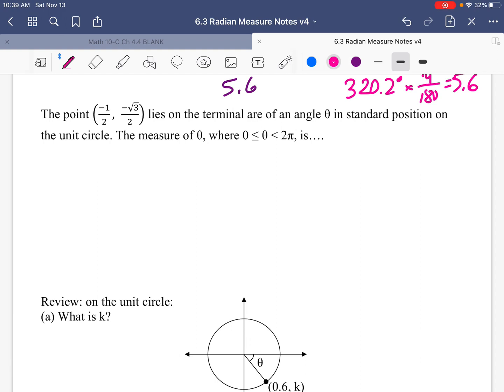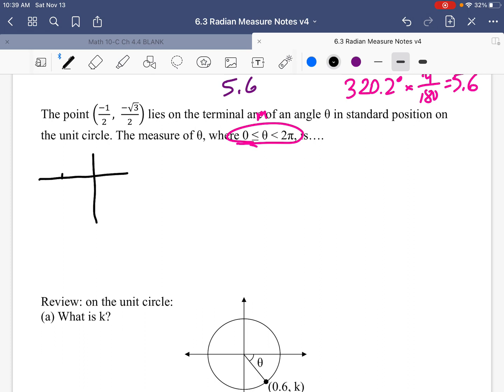Now, slightly sneakier question. The point minus 1/2, comma, minus root 3 over 2 lies on the terminal arm of an angle theta in standard position on the unit circle. The measure of theta, where theta is greater than or equal to 0 and less than 2 pi is blank. Now, what is theta? This means in the circle, 0 to 360 degrees, the first 4 quadrants, we're not looking for something coterminal beyond that, or before that.